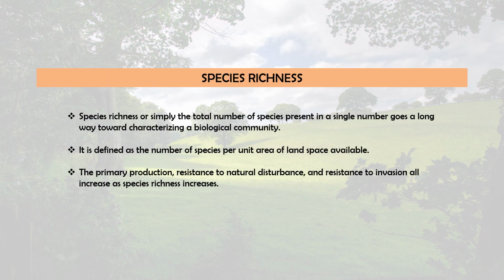Next one is species richness. Species richness, or simply the total number of species present in a single community, goes a long way toward characterizing a biological community. It is defined as the number of species per unit area of land space available, and a number of indices have been proposed to measure the species richness, that is independent of population size.